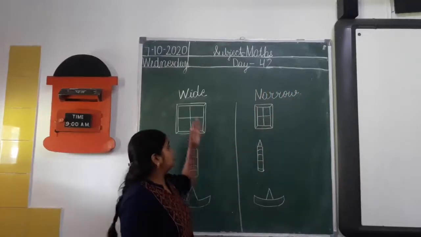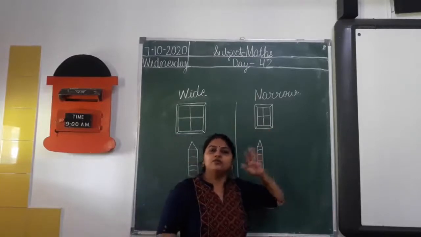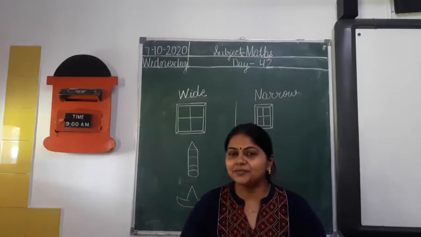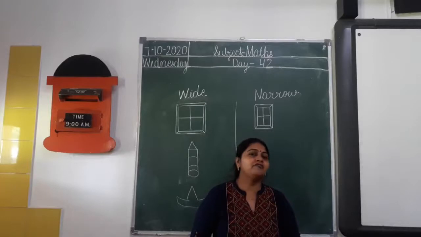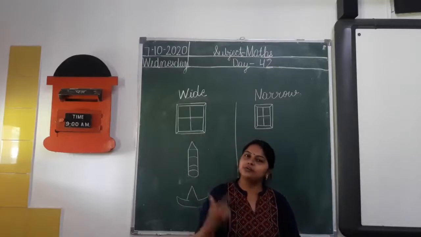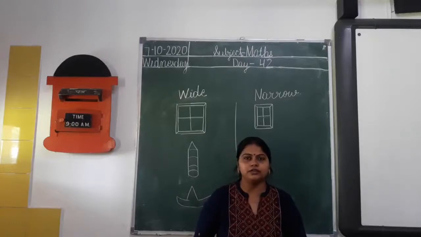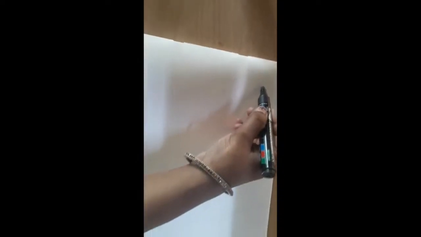Fine. So related to this concept wide and narrow, we will do one activity. Do all of you want to do one activity? Yes. For this activity we need watercolor and one A4 size sheet or your drawing book. You can do it on an A4 size sheet or in your drawing book. Okay, let's start. Students, look here. Can you see two rivers? So first I am going to do the outlining of these two rivers.